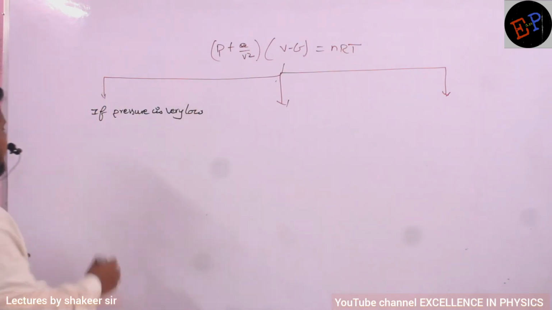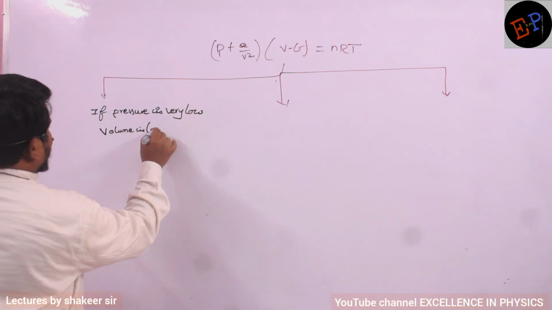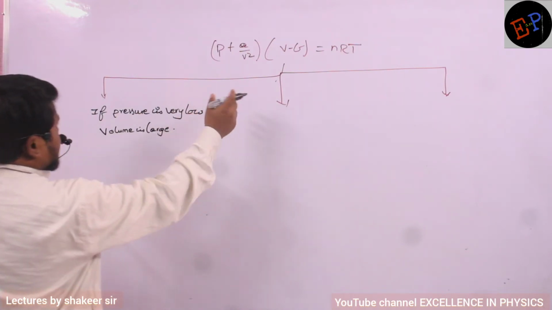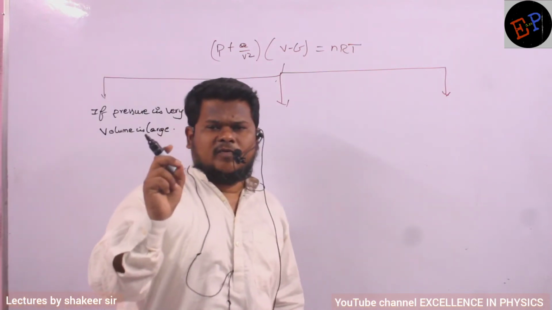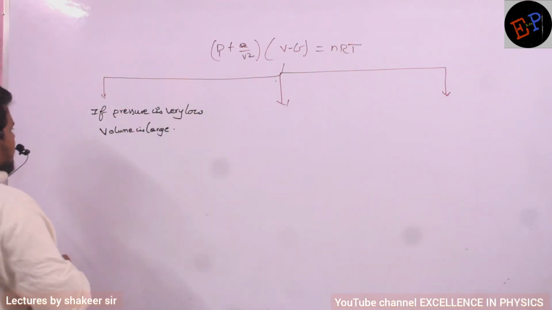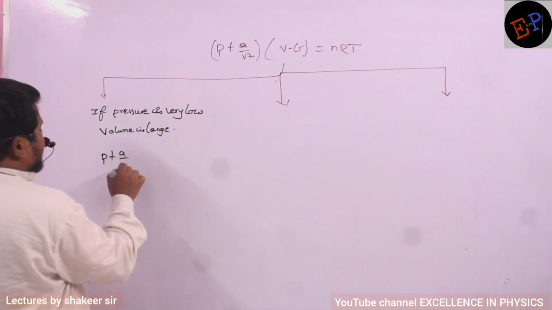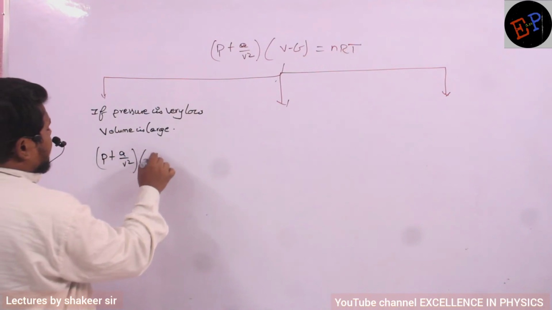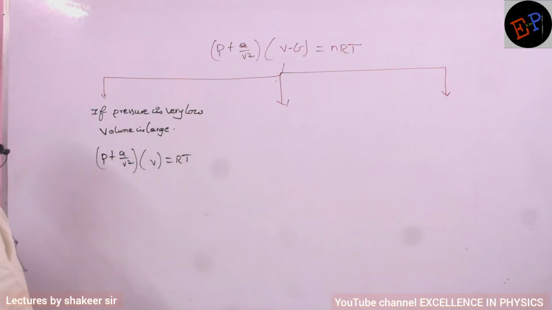So therefore I can say volume is large. If volume is very large, you can definitely remove this correction term here, because generally the correction term will be very small. If V is very large, b will be very small, so you can remove the correction term there. So therefore I can write (P + a/V²) multiplied by V is equal to RT. We are removing the correction term in the case of volume.